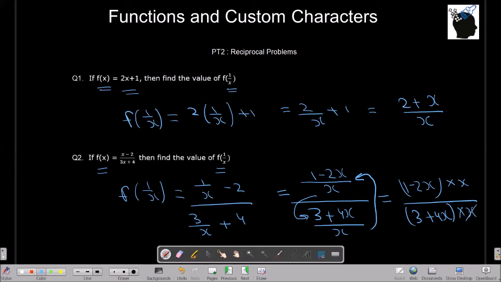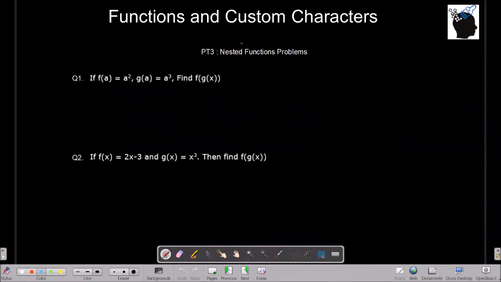This x will cancel out and our final answer will be 1 minus 2x divided by 3 plus 4x. Let's try the next problem type. So the next problem type is on nested functions problems. The question is, if f of a is equal to a square and g of a is equal to a cube, then find the value of f of g of x.